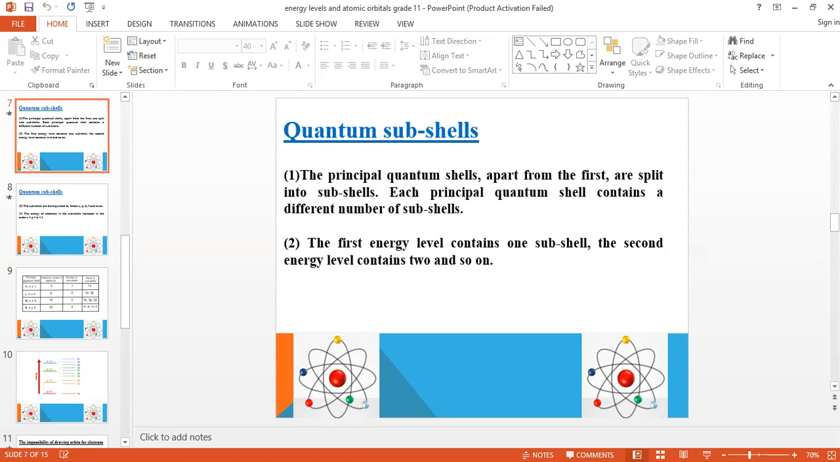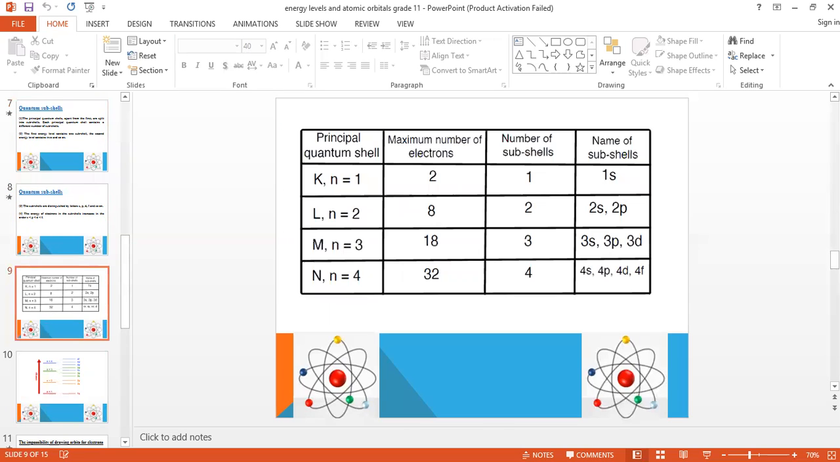This is finished, Abdullah. You read this one. The first energy level contains 1, second 2, third 3, and fourth 4. This you will get here. Energy level N1 subshell 1, N2 2, N3 3, N4 4. Understand this column also? Okay, now the last column, about the subshell. Let me repeat for him a little bit.